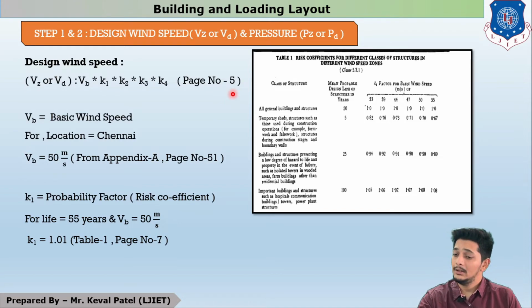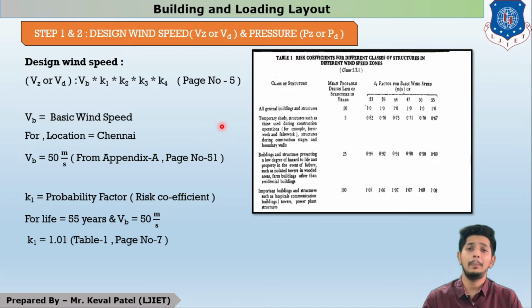For design wind speed, we do what? For VZ or VD, we do K1, K2, K3 and K4 into VB, the basic wind speed. So to find out basic wind speed, we have to turn to page number 51 of IS 875 2015. Appendix A has a table for all the popular locations. From that, Chennai has 50 meter per second basic wind speed.